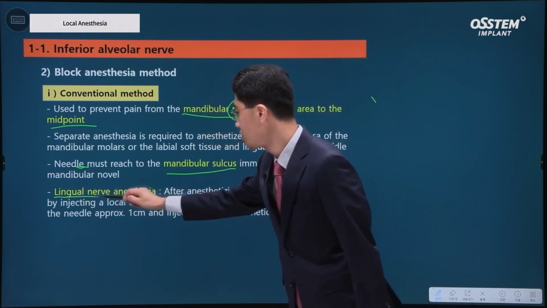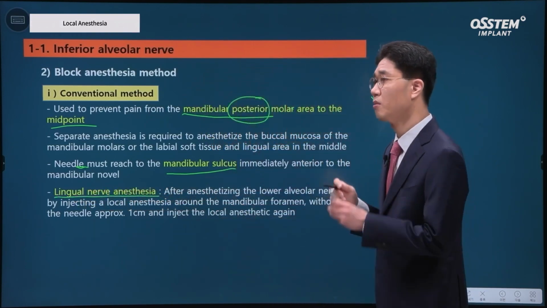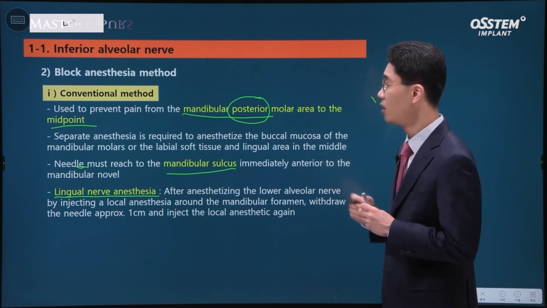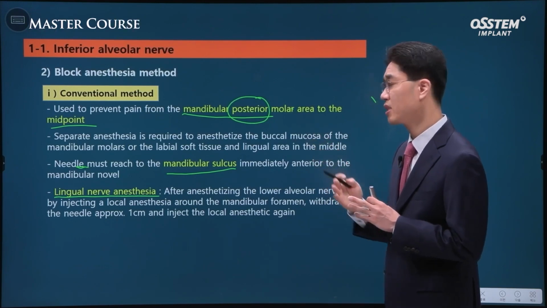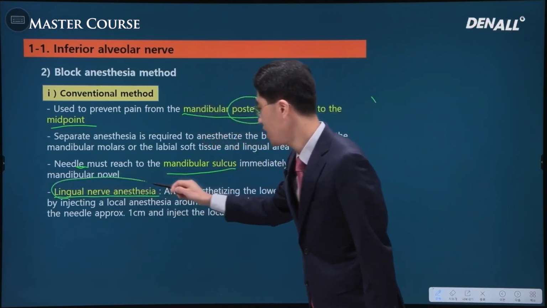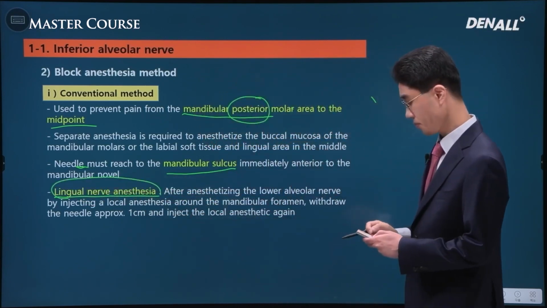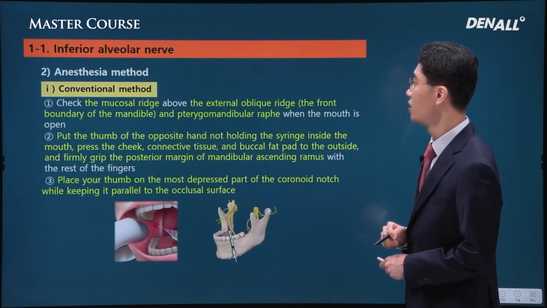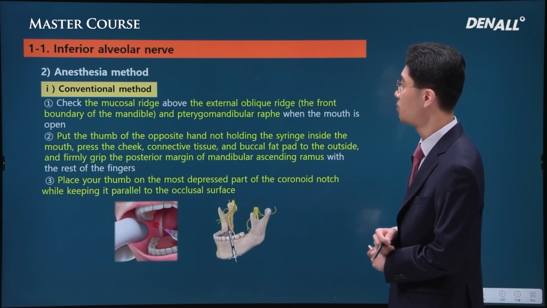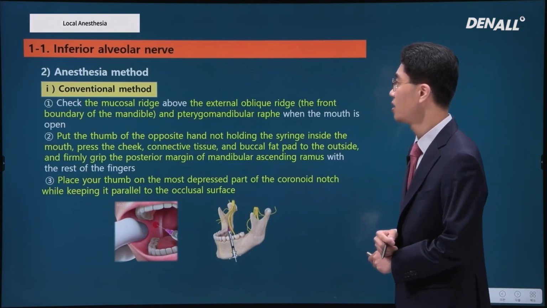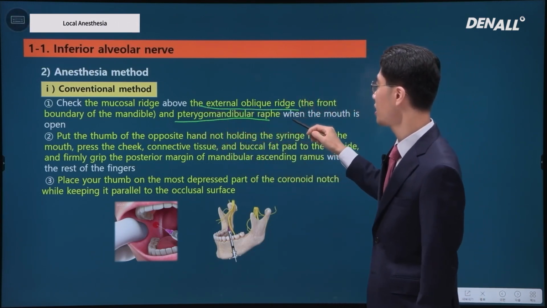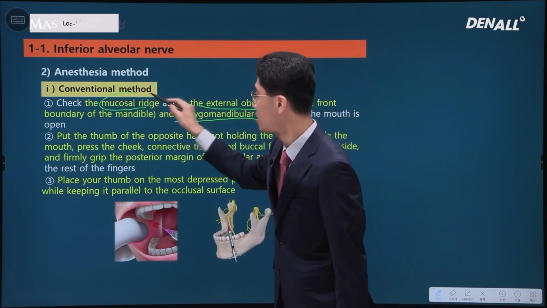As mentioned, in order to do anesthesia on the inferior alveolar nerve, you need to find the mandibular foramen position. And if you do anesthesia, because the lingual nerve runs in a similar position, anesthesia on the lingual nerve can be done at the same time. The conventional block infiltration method was looked at. The mucosal ridge, which is above the external oblique ridge, and the pterygomandibular raphe need to be checked.